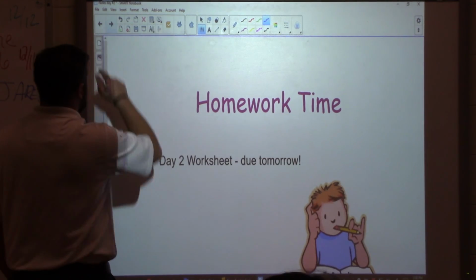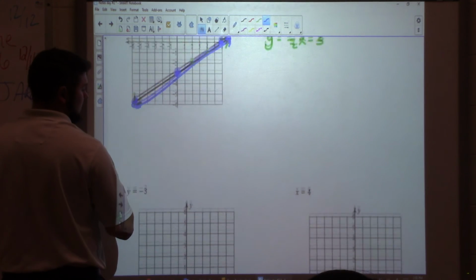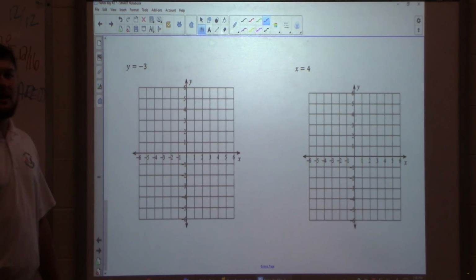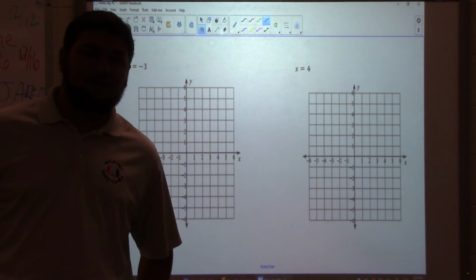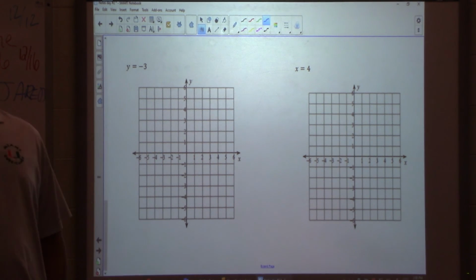Let's just do one of them. Quiet. Thank you. y equals negative 3. Hey, what type of line is this going to be? Straight line. Some people say vertical, some say horizontal. Let's think about it.